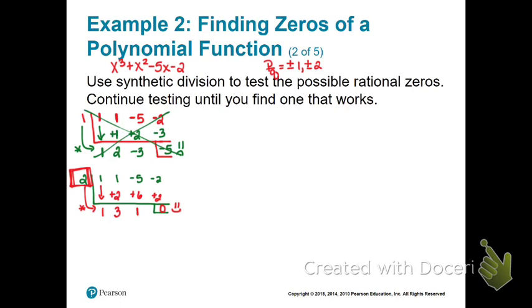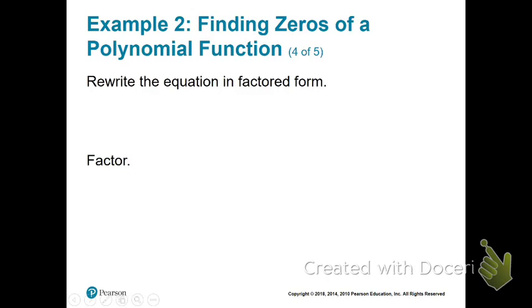Alright, so remember our problem started with x cubed. So our answer when we do synthetic division is going to start with x what? So we have 1x squared plus 3x plus 1, right? Alright, so the next thing it tells us is to rewrite the equation in factored form.